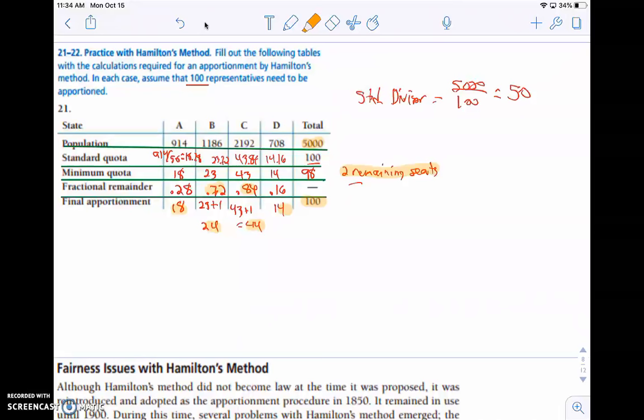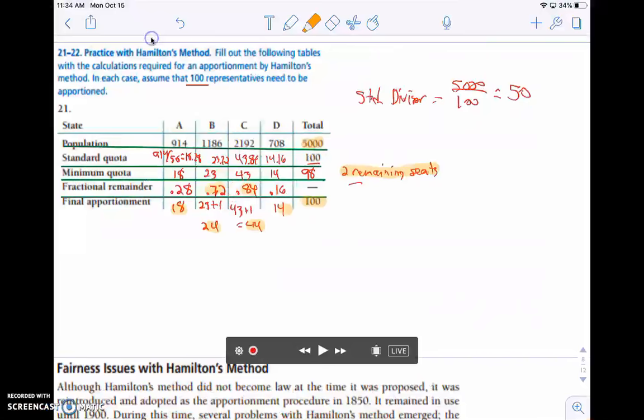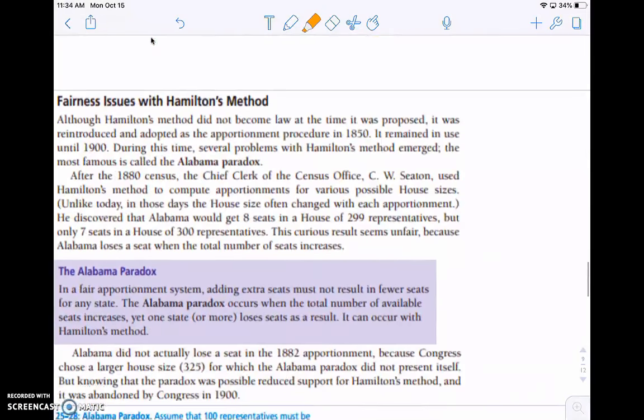And that's how Hamilton's method works. It's very straightforward. It's very simple. However, it has some limitations, especially when it comes to fairness.